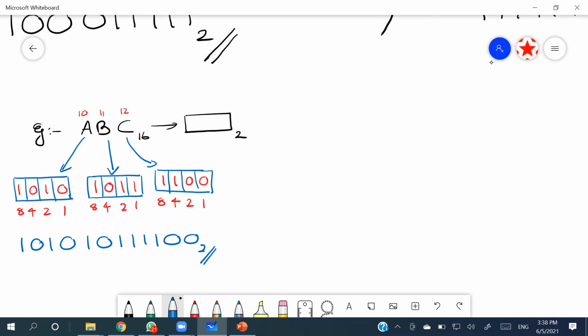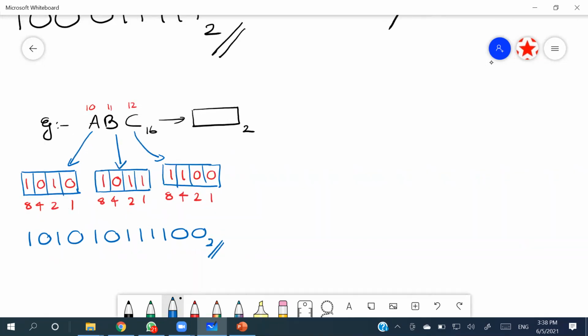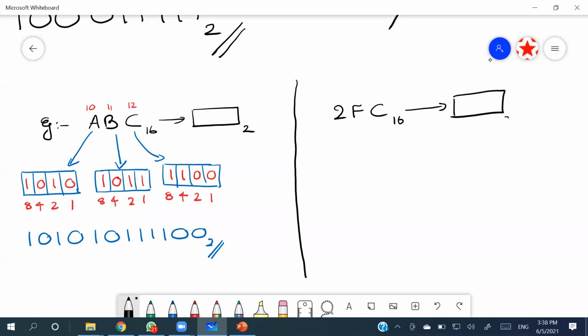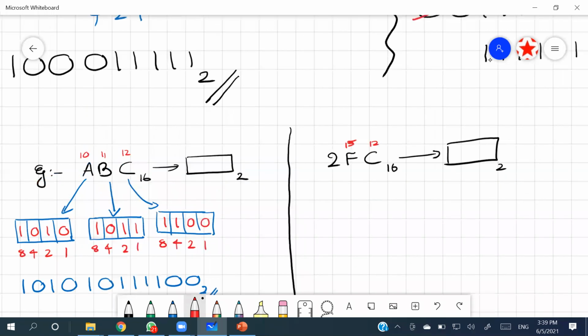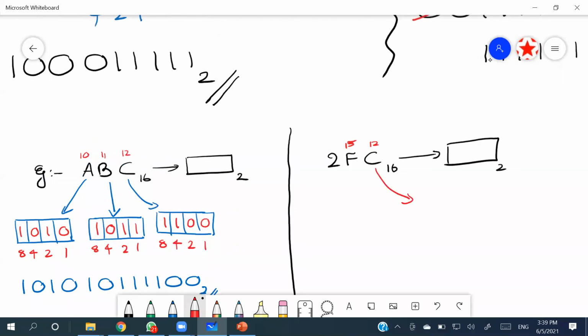Everyone okay? Yes. Let's do another one very quickly, right? So I'm going to give 2FC in hexa into the binary. So F means, we know it is 15. C is 12, right? Then how are we going to do this?